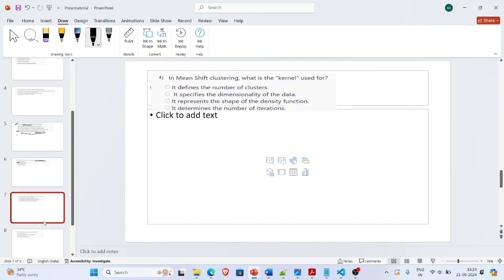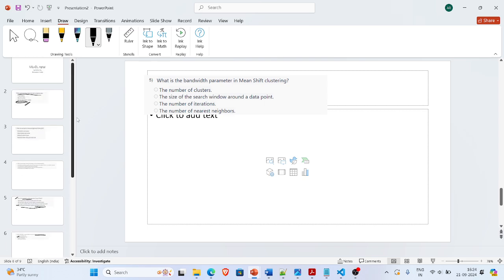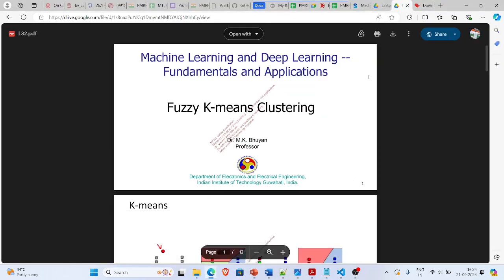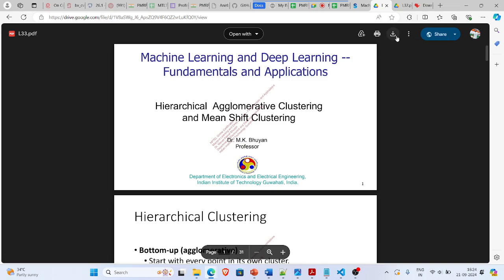Next we move to this problem. No more on this one, so we move on to the next topic, that is other clustering algorithms. So let's download this one first.